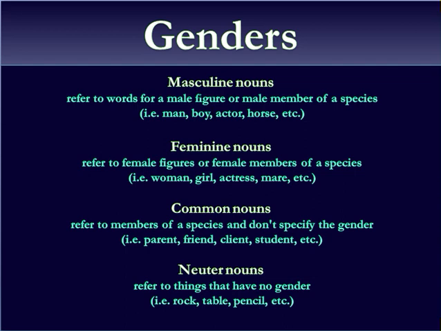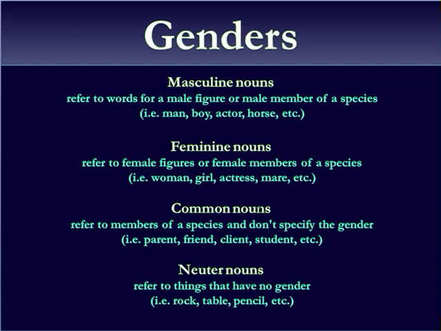You already know masculine nouns. These refer to words for a male figure or male member of a species. For example, man, boy, actor, horse, etc. Feminine nouns. This also you are familiar with. This refers to female figures or female members of a species. For example, woman, girl, actress, mayor, etc.